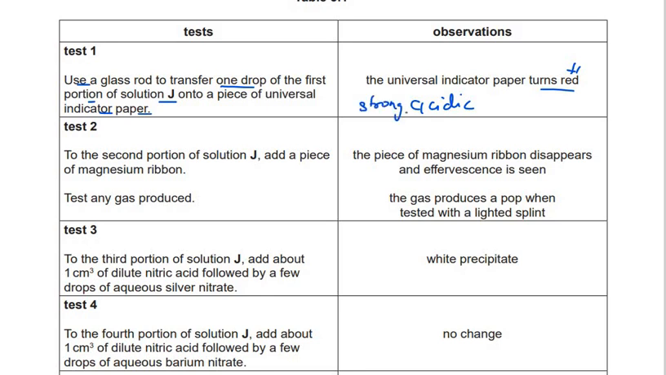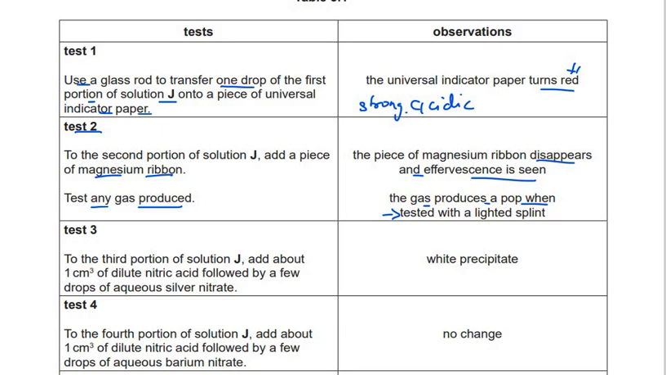Let's go ahead. What do we get next? Test 2. It says to the second portion of solution J add a piece of magnesium ribbon. Test any gas produced. The piece of magnesium ribbon disappears and effervescence is seen, and the gas produces a pop when tested with a lighted splint.